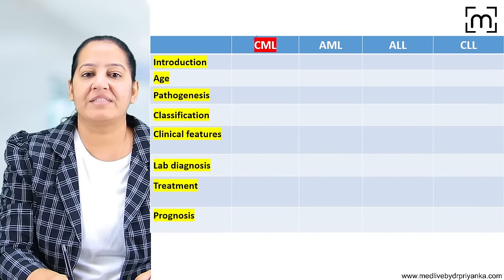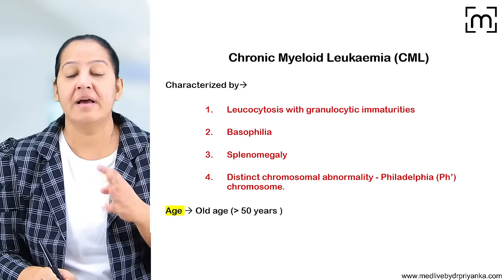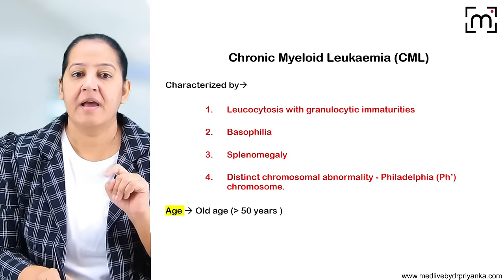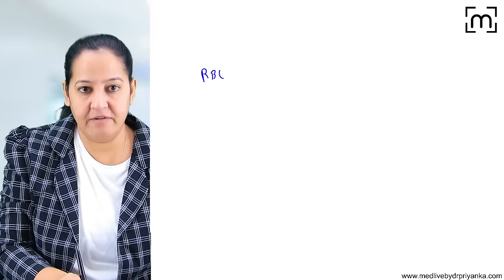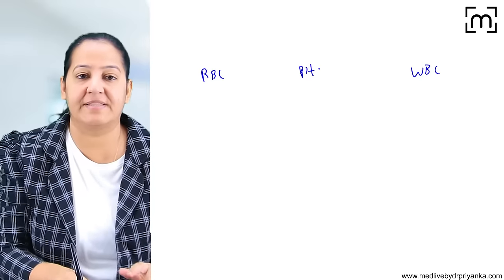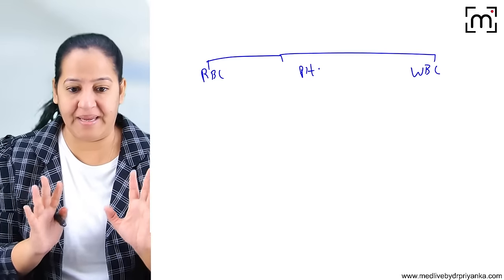What is the definition of CML? Let's start with the introduction. What is CML? There are four criteria. For any adult person, what is the normal WBC count? In our blood, we have RBCs, platelets and WBCs. These are the three normal cells present in the blood. Tell me the normal count of all three in a normal adult human being.